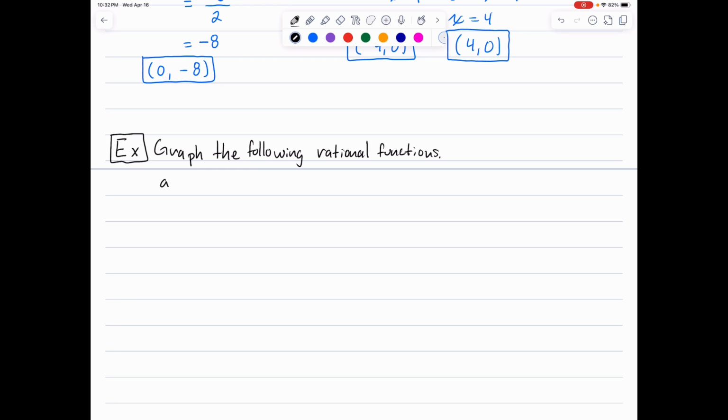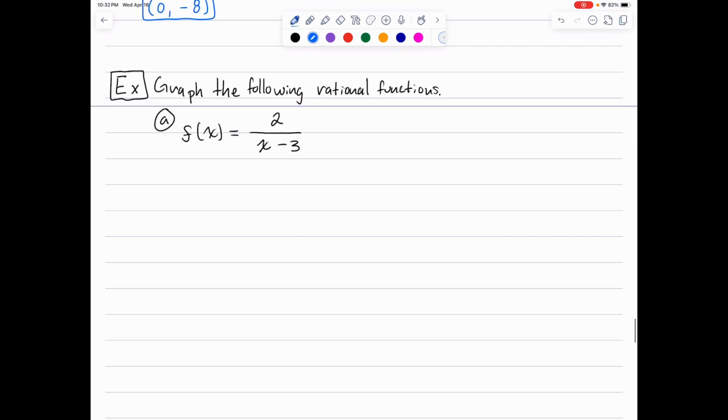Part A. We have f of x equals 2 over x minus 3. So we're going to want to find the x-intercepts, the y-intercept, the vertical asymptotes, and the horizontal asymptotes. We want to find all 4 of those, and those will help us when we graph.